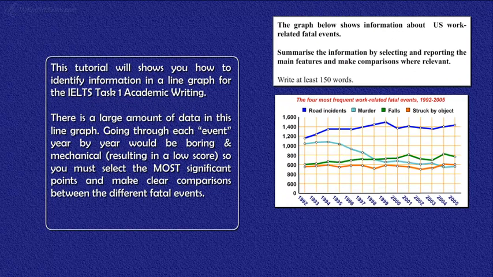Hi, this tutorial will show you how to identify information in a line graph for the IELTS Task 1 academic writing. There is a large amount of data in this line graph. Going through each event year by year would be boring and mechanical, resulting in a low score. So you must select the most significant points and make clear comparisons between the different fatal events.